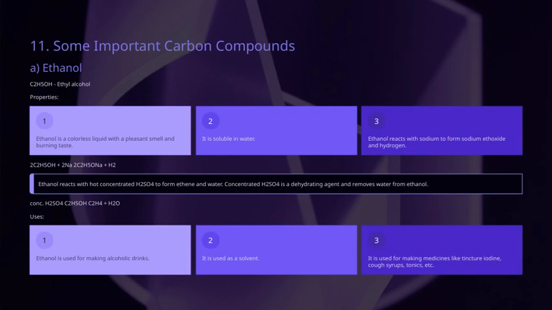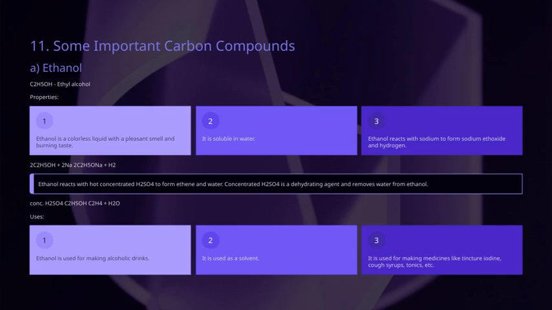Ethanol, also known as ethyl alcohol, has several important uses. It is used in making medicines such as tincture iodine, cough syrups, and tonics. Additionally, ethanol reacts with sodium to produce sodium ethoxide and hydrogen gas. This reaction is quite significant in chemical manufacturing. Ethanol also acts as a solvent, which means it can dissolve other substances, making it useful in various industrial processes. Moreover, ethanol is the main ingredient in alcoholic drinks, which is why it's so widely consumed worldwide. It's interesting to note that ethanol is soluble in water, so it mixes well with aqueous solutions.